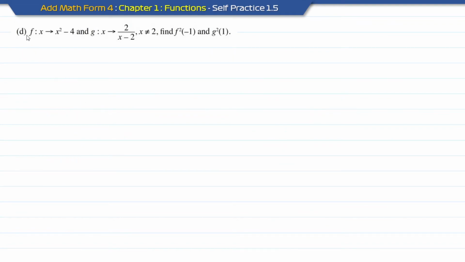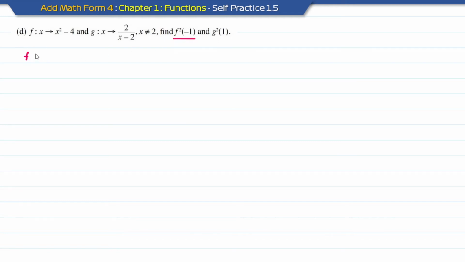So question D here is similar to question C. You have the function f and function g. The question is asking you to find the image of the iterated functions f squared and g squared when the object is negative 1 and 1. So we're going to solve for f squared first.